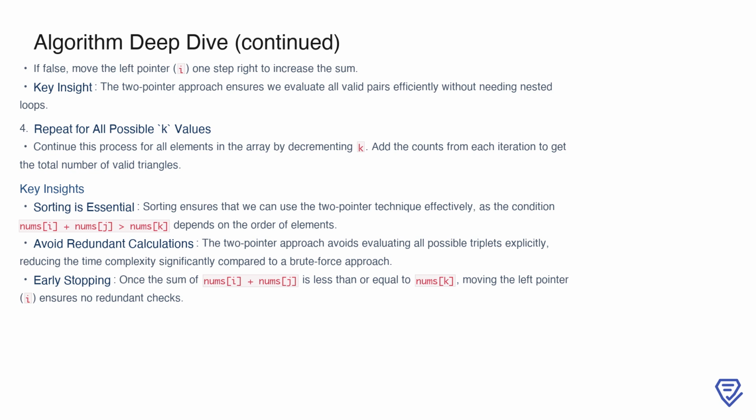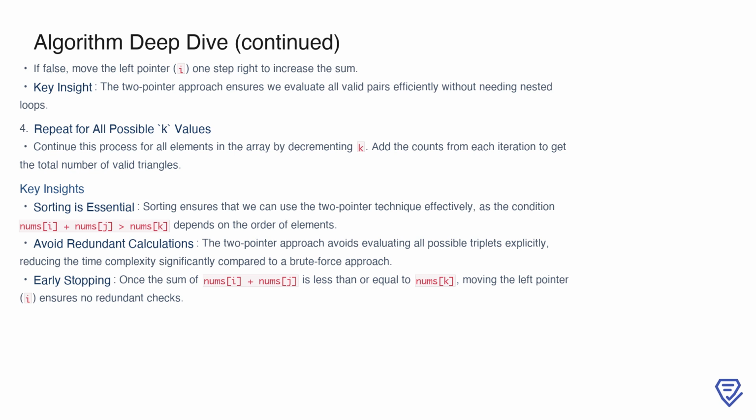On the other hand, if nums[i] plus nums[j] is not greater than nums[k], it means the current pair does not satisfy the triangle inequality. To address this, we move the left pointer, i, one step to the right to increase the sum and recheck the condition. This process continues until the two pointers meet. The key insight here is that the two-pointer approach allows us to efficiently evaluate all valid pairs without resorting to a brute force method, which would involve nested loops and significantly higher time complexity. By repeating this process for every possible k, we accumulate the total count of valid triangles.